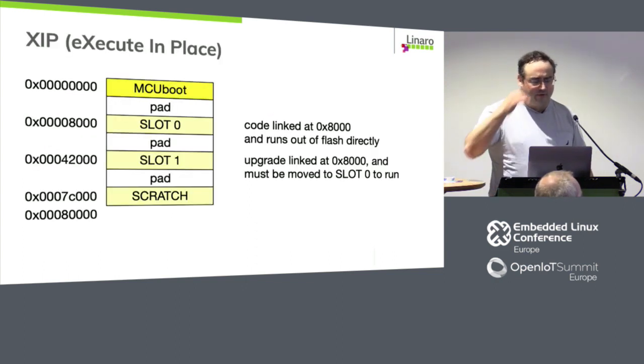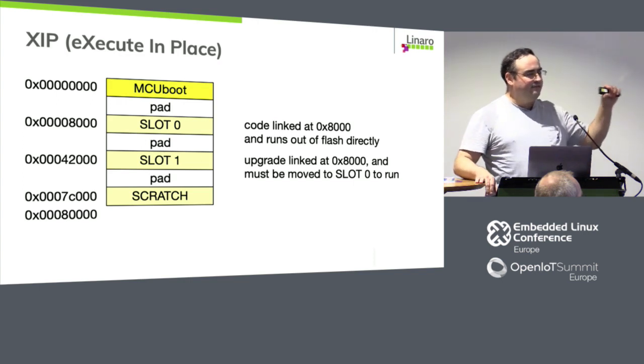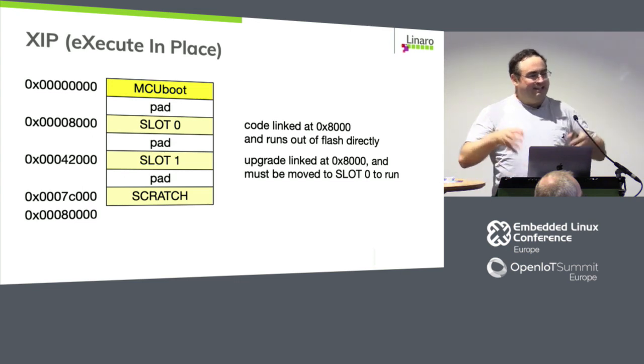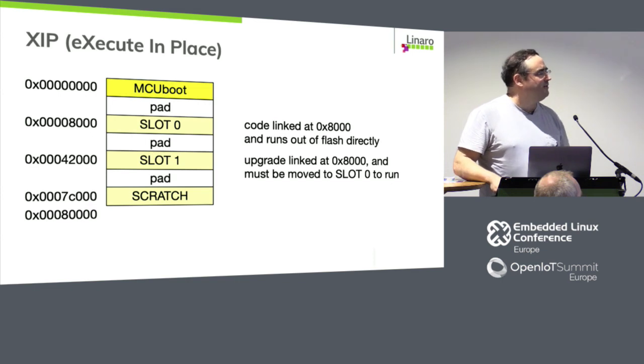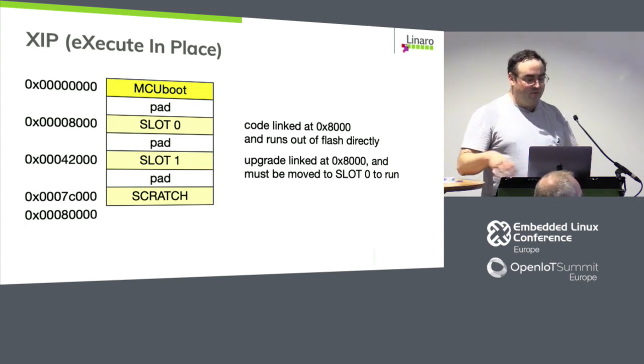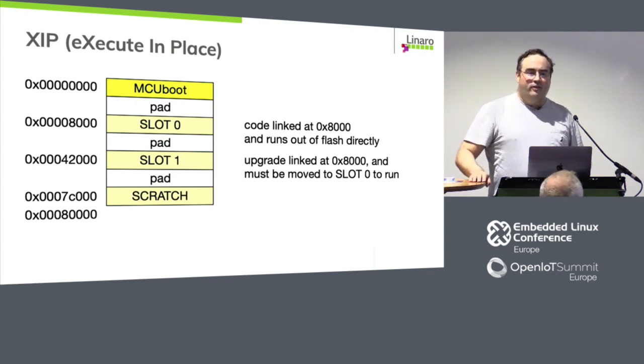So to start with, I want to talk a little bit about this execute in place idea. This is the same map we had before, where the code lives at, in this case, 0x8000, and it's actually linked at that address. So if there's any non-relative addresses, like vector tables, that kind of thing, they point as if the code will live at this address 8000. The upgrade, which is going to be placed at 42,000 in the flash, this is just an example, will still be linked to run at 8000.